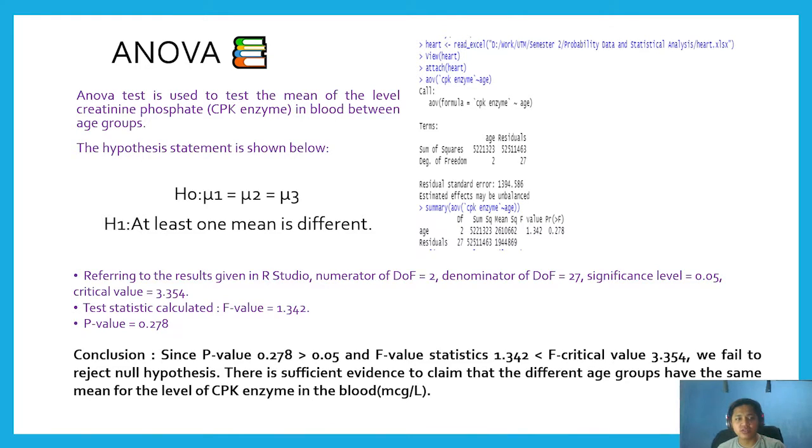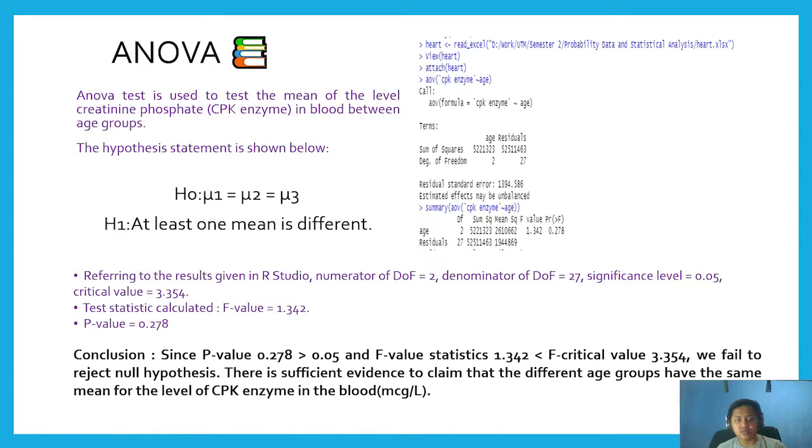ANOVA test is used to test the mean of the level of creatine phosphate CPK enzyme in blood between age groups. In this test, I only used 30 samples which are divided into 3 age groups. The first age group is 40 to 59 years old. The second age group is 60 to 79 years old, and then the third age group is 80 to 99 years old. So all the age groups consist of only 10 samples.